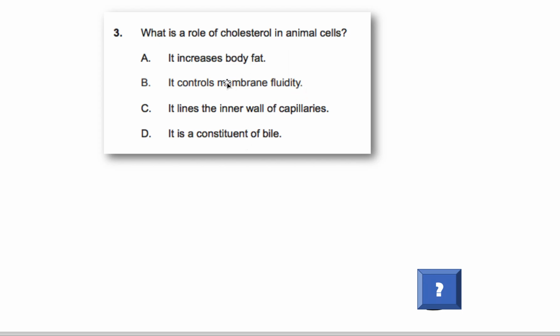So it is gonna be B, but we can check C. It lines the inner wall of capillaries. No, not cholesterol. Only in diseases. In diseases they do this, and in which case you can get a heart attack, for example. But yeah, not normally. It is a constituent of bile. See, that's not true. But again, you're not taught this at this moment, so you wouldn't know this. A lot of the time, IB questions will make it seem like the question is really hard, but ultimately the option is really obvious if you study the chapter properly, so you can ignore the other options. They're going to try and make it difficult by naming stuff that they don't actually teach you directly. So we know it's going to be B regardless.